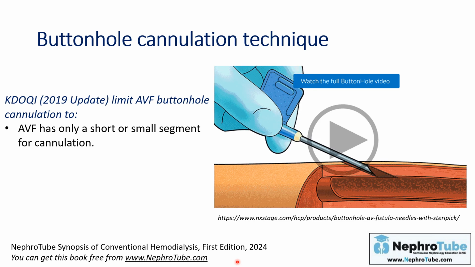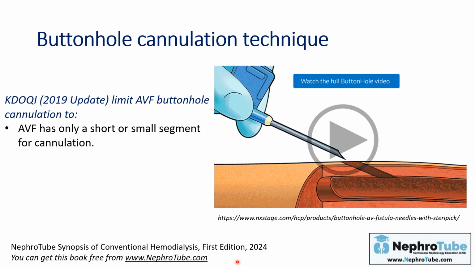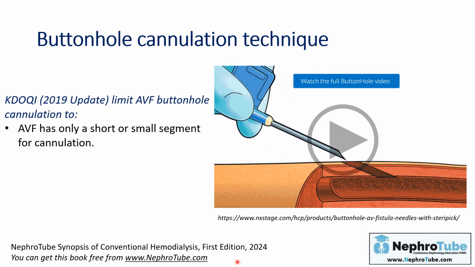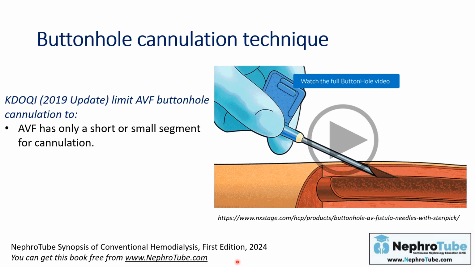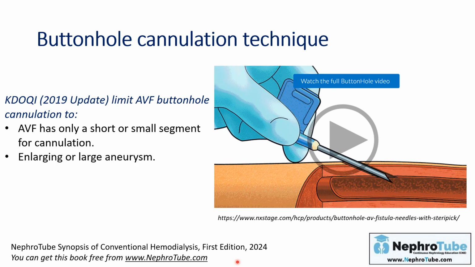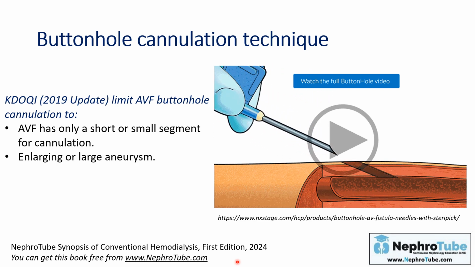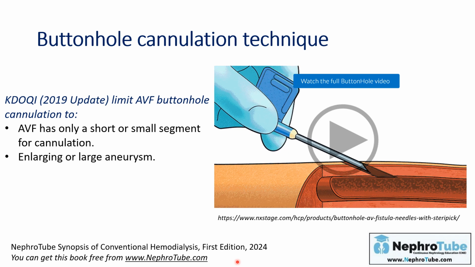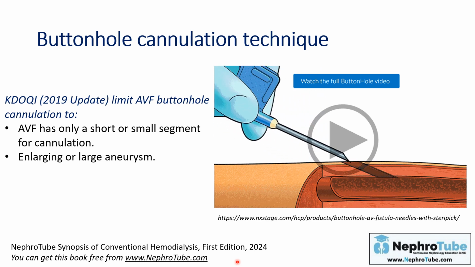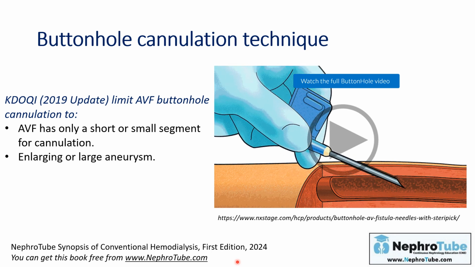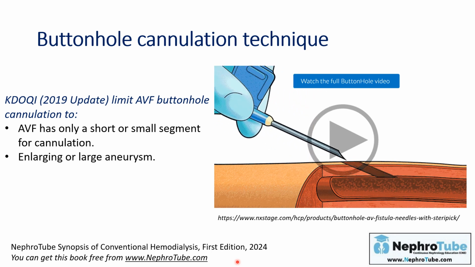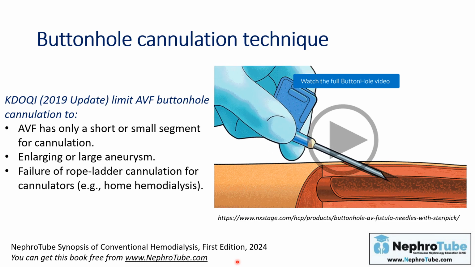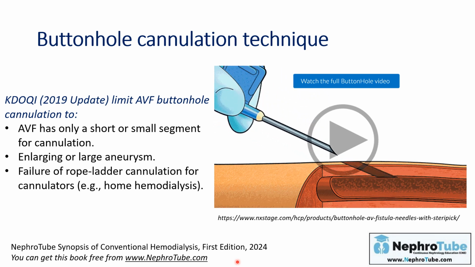But in some patients, if there is aneurysm in the segment, if there is a skin infection, or a skin lesion that prevents the rope ladder technique and the area for cannulation is small, you can use this technique. Again, if there is an enlarging or large aneurysm that you need to prevent from expanding, it's better to use this technique in the segment of the fistula without aneurysm. Finally, if there is failure of the rope ladder technique, you can use this technique.